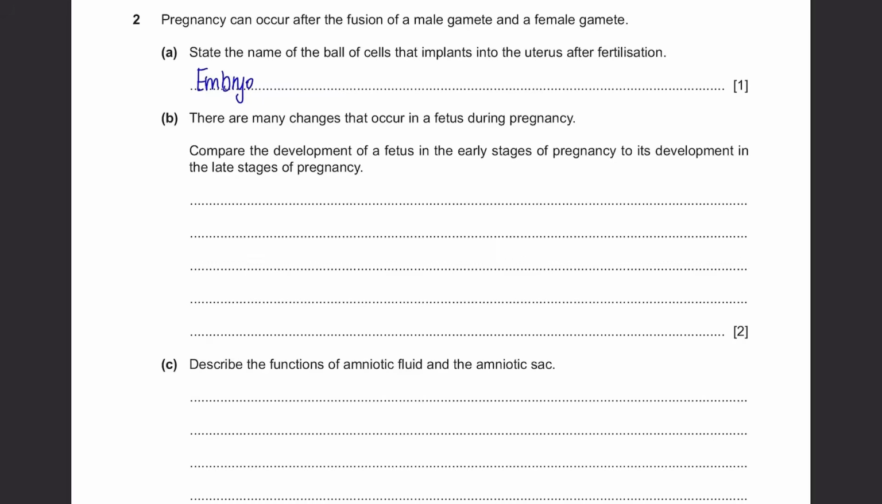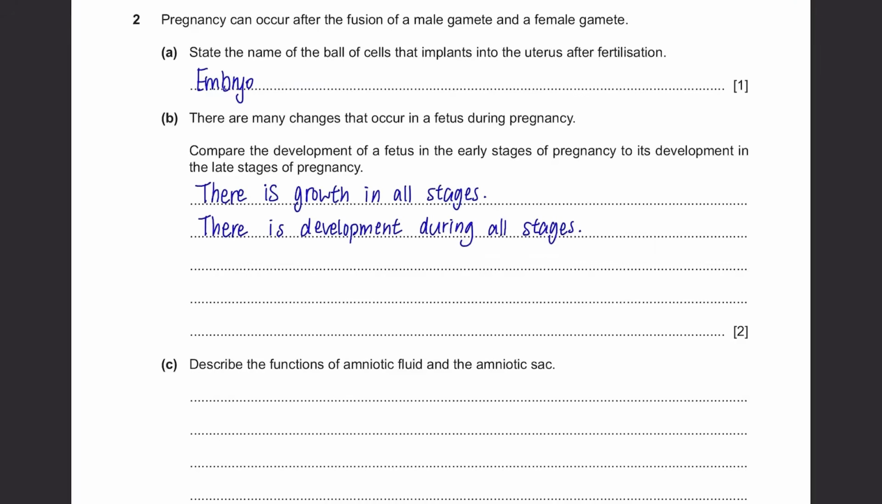Part B. There are many changes that occur in a fetus during pregnancy. Compare the development of a fetus in the early stages of pregnancy to its development in the late stages of pregnancy. First, state that there is growth and development in all stages. After all, it's a growing baby. However, in the early stages, it is more focused on increase in complexity, whereas in the later stages, there will be more increase in size.